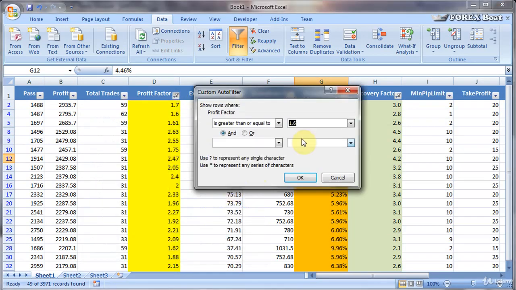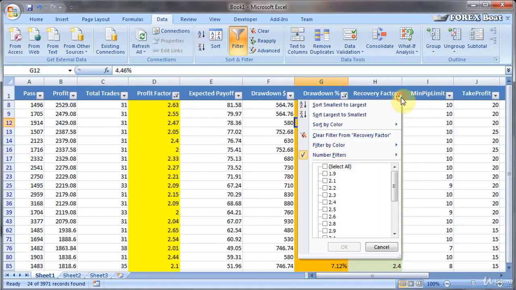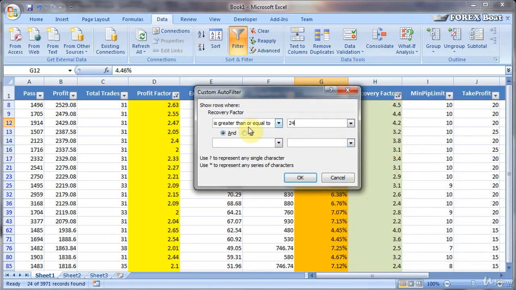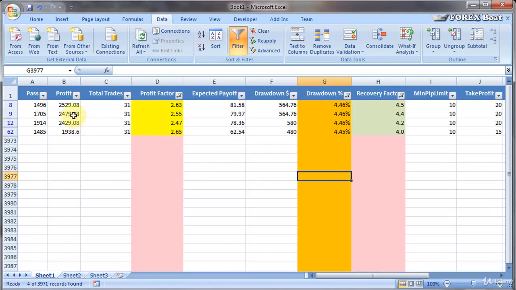So greater than or equal to, because remember the 1.6 value is a minimum. So how about we set that to 2? We set the profit factor to be at least 2, and then we set the recovery factor to be at least 4 for instance, so double the required minimum. And right away we were left with only 4 optimization results that fit this criteria.